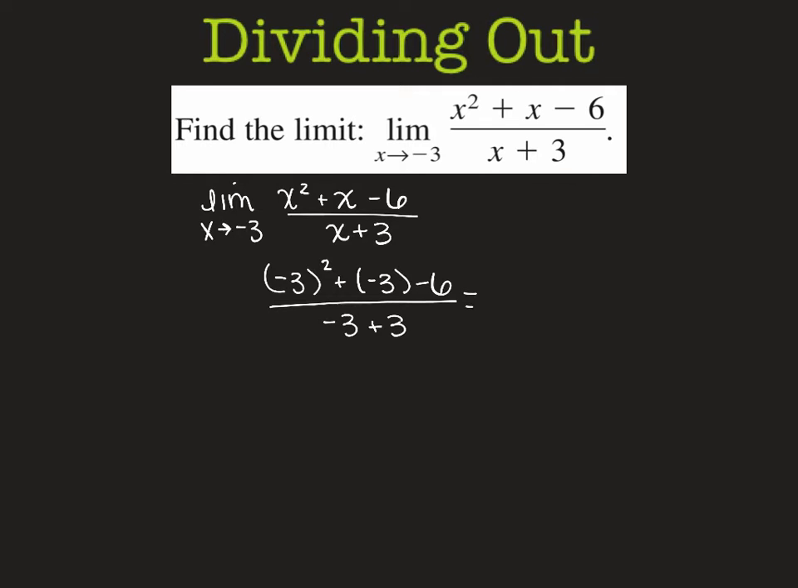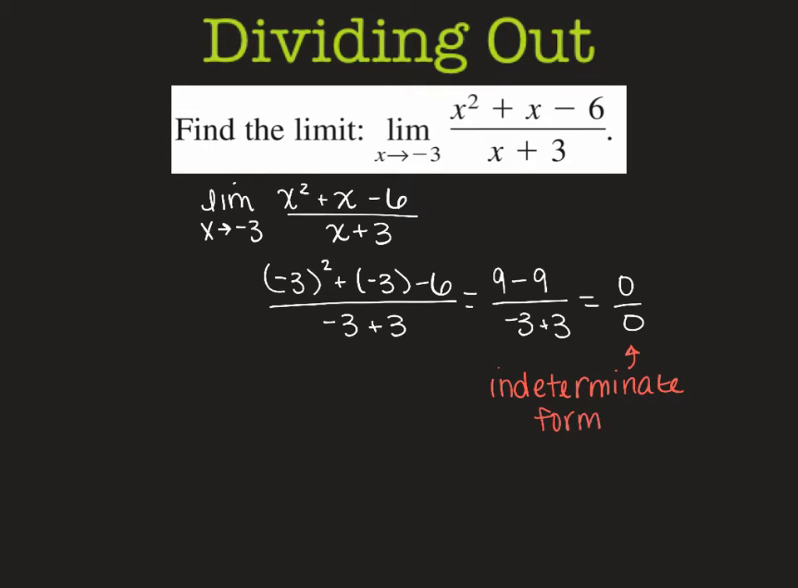So I'm going to do some work here. So I end up with 9, let's say 9 minus 9 over negative 3 plus 3, which is 0 over 0. This is a humongous red flag. This is an indeterminate form that I was telling you about. What this is telling us is that we need to do more work. So indeterminate form, that's telling us more work.